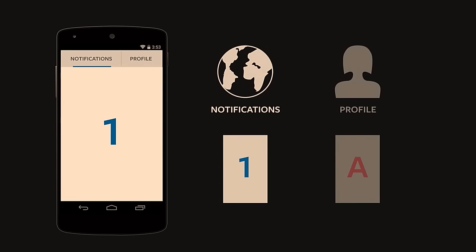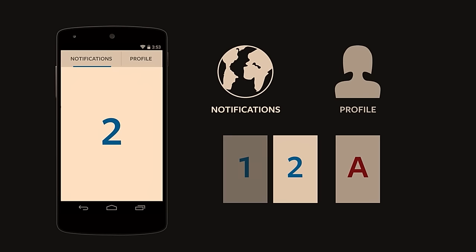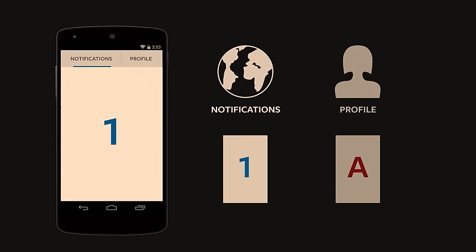So say we're building an application with two tabs, the Notifications tab and Profile. And we have one navigator for each tab that each maintains its own state. So you can push to navigate forward, and you can pop to go back without affecting the state of the other tab. Now, this works because the navigators are isolated.